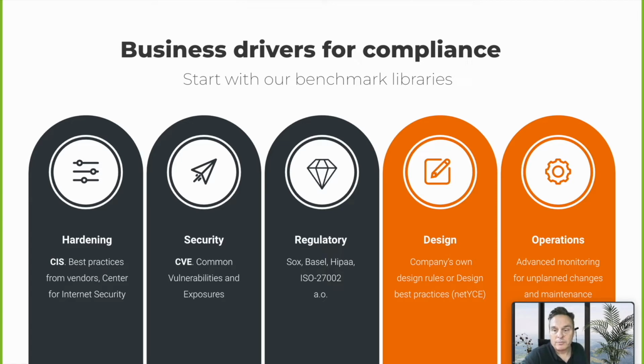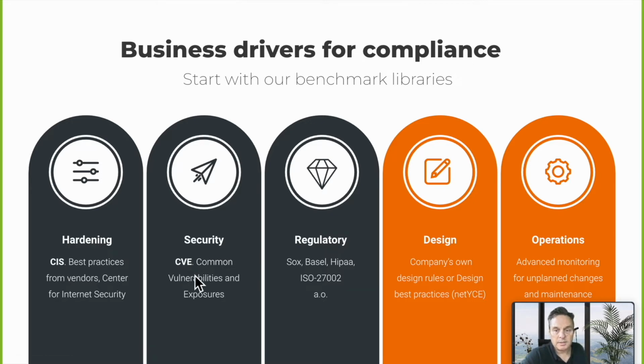Now, there are 5 drivers. The first one that comes out of the box with netYCE is the hardening. It's basically the recommended vendor hardening that is officially documented by Cisco and Juniper and all the vendors in CIS. You go to their website, you can download the PDFs, but we've turned them into digitized rules.